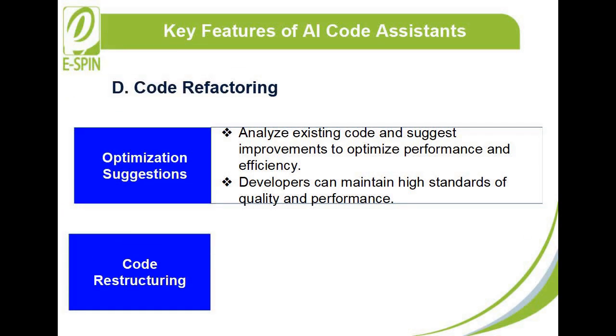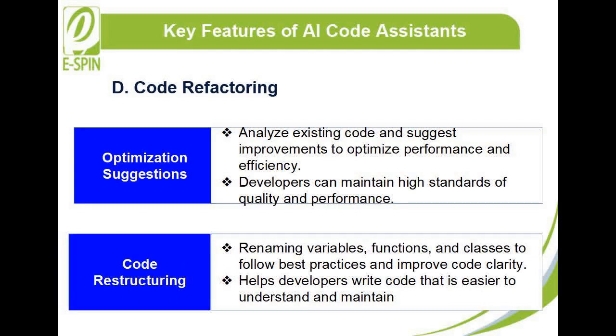Code restructuring. Assistants suggest ways to restructure code to improve readability and maintainability. This might involve renaming variables, functions, and classes to follow naming conventions or reorganizing code blocks to make them more intuitive. By making these suggestions, the assistant helps developers write code that is easier to understand and maintain, which is especially important in large projects with multiple contributors.